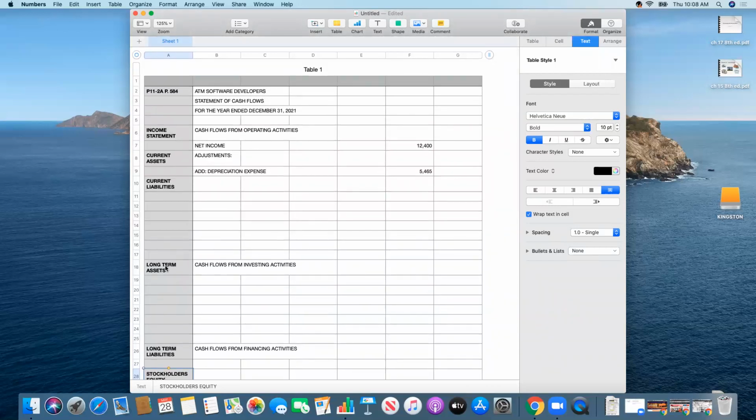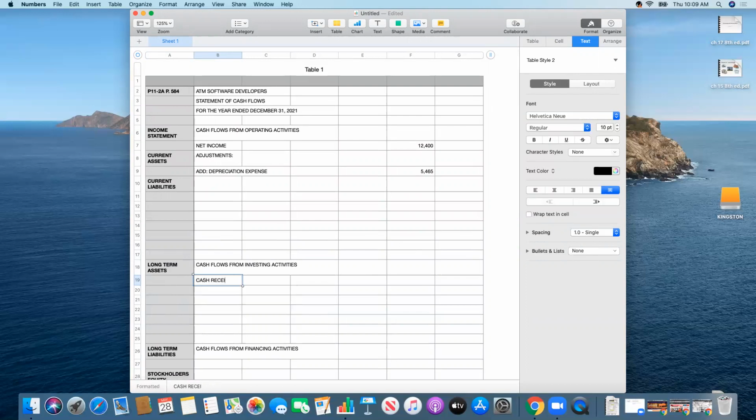So that first transaction you see there, cash received from the sale of land. Land is a long-term asset. Cash received from sale of land. All right, let's write the amount in. 8650. Okay. And it's a positive number, right? Because we received cash.